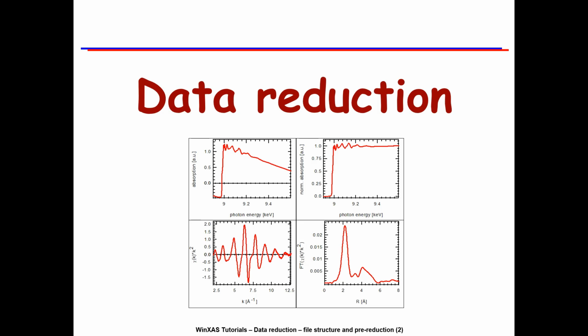Before we can start with the interesting steps of data reduction as shown here, we need to open an experimental XAS file. Depending on the file structure, the XAS spectrum will be shown immediately or will need to be calculated from the data in the experimental file. Eventually, both will result in the spectrum being displayed with absorption as a function of photon energy in keV.